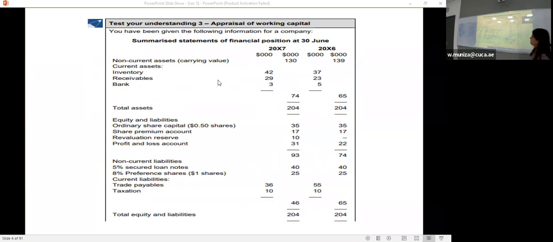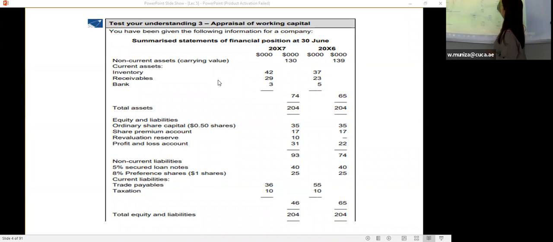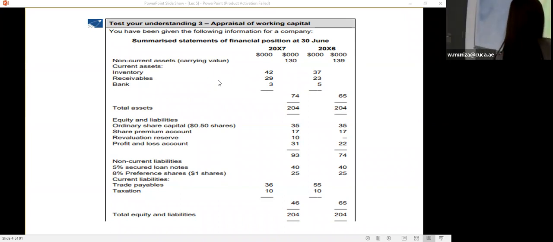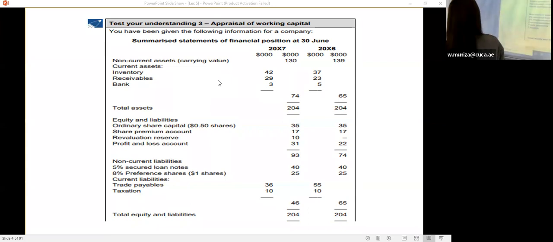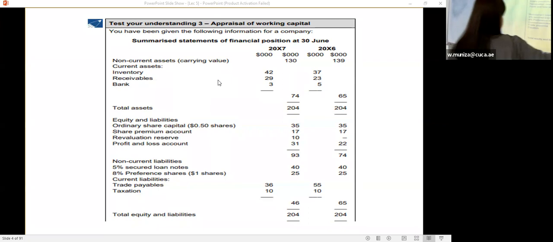Okay, so what are our current assets given? Can you see? Yes, here are current assets. 74 for 2007 and 65 for 2006. Now see the current liabilities. Under current liabilities, we have payables and taxation. So 65 and 46 respectively. Do tell me if I make any mistake. Is this 65 for 2006? Yes, 2006 is 65, and for 2007, 46. Yes.